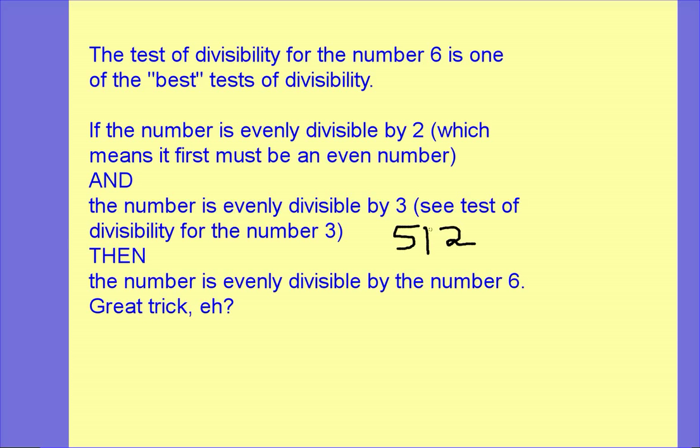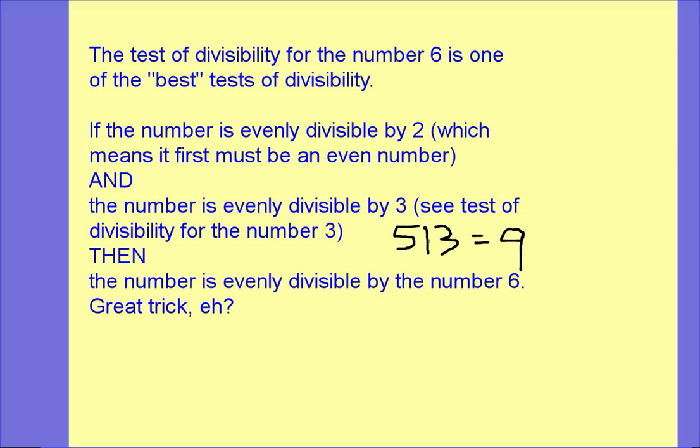Were the number 513, you would have a different response, and you'd find with the number 513, 5 plus 1 is 6, plus 3 equals 9. So 513 would be divisible by 3, but it's not divisible by 2, so it would not be divisible by the number 6. So a number must be divisible by 2 and must be divisible by 3.